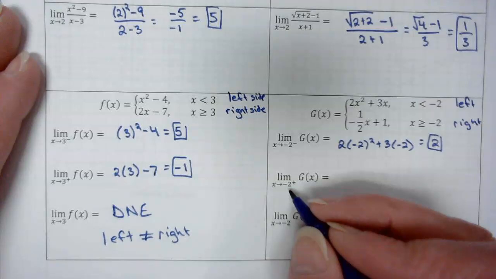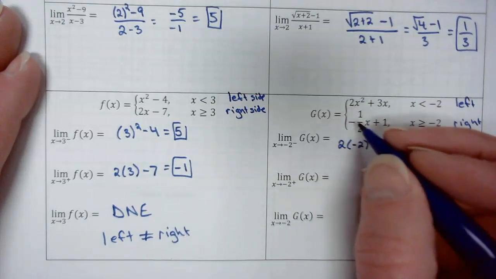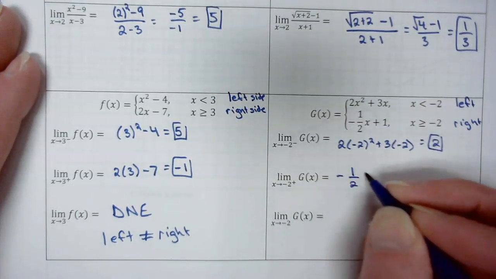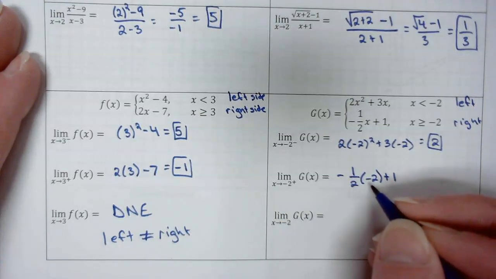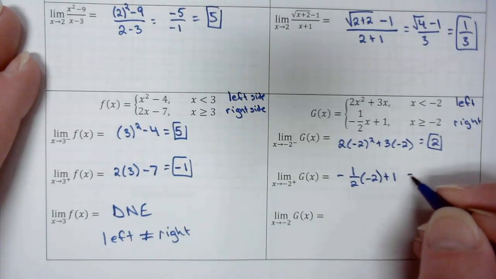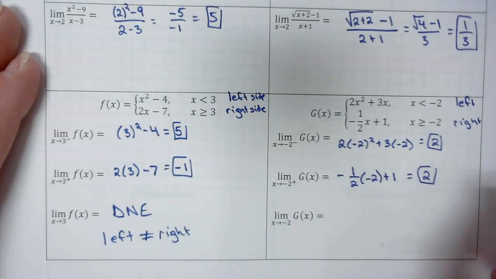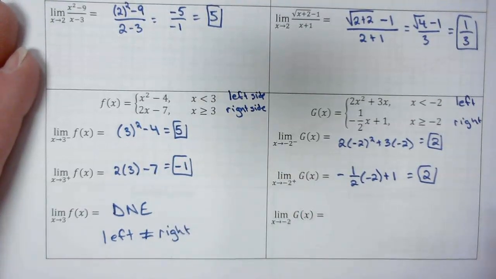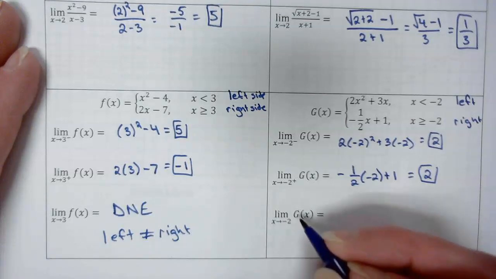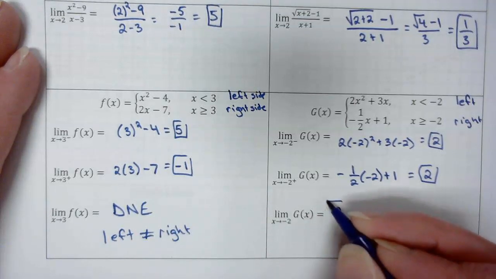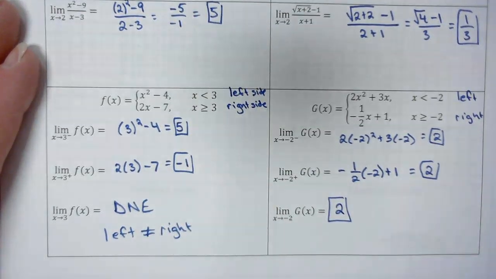As x approaches negative 2 from the right, we're going to follow this rule. So negative 1/2 times negative 2 would be a positive 1, plus 1 is 2. So on this one, the left side and the right side are approaching the same value, so the limit as x approaches negative 2 is 2.